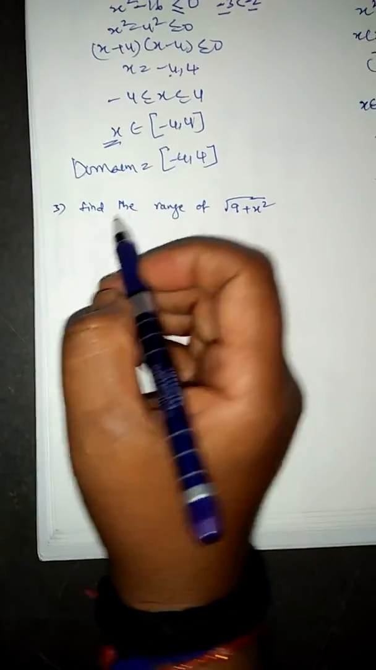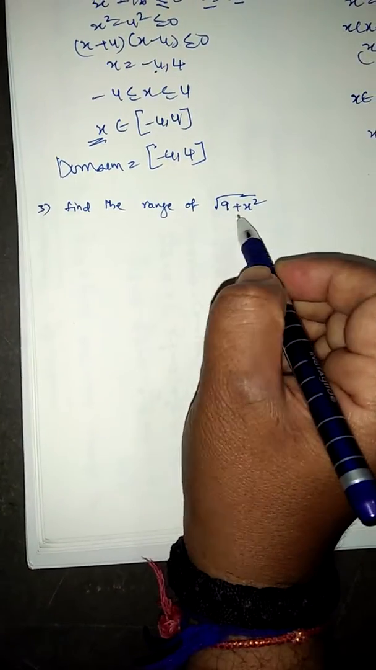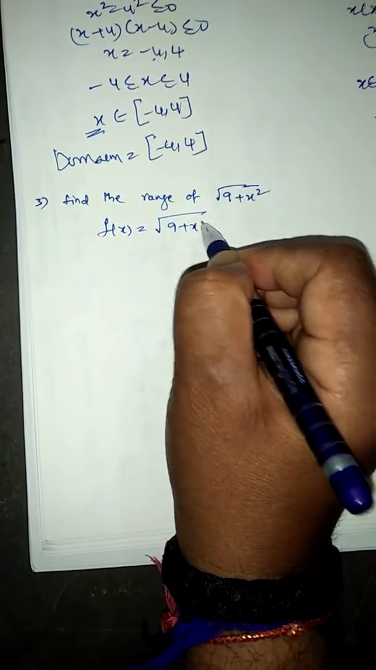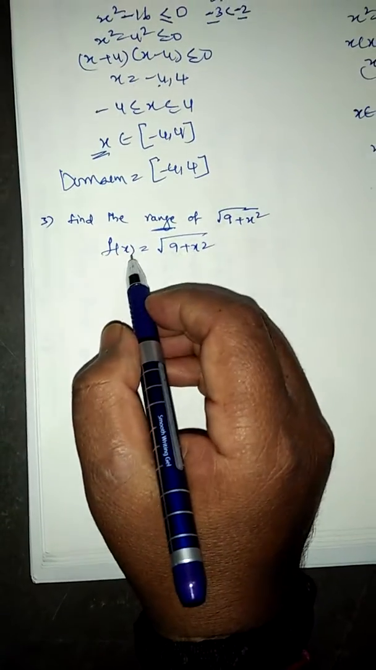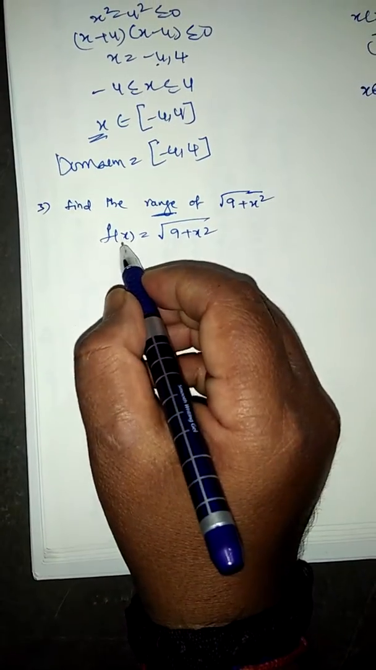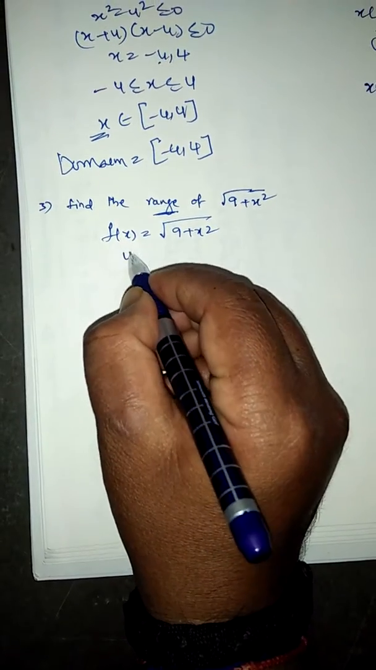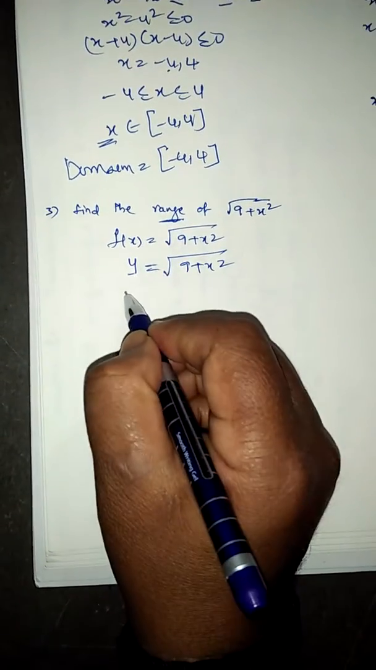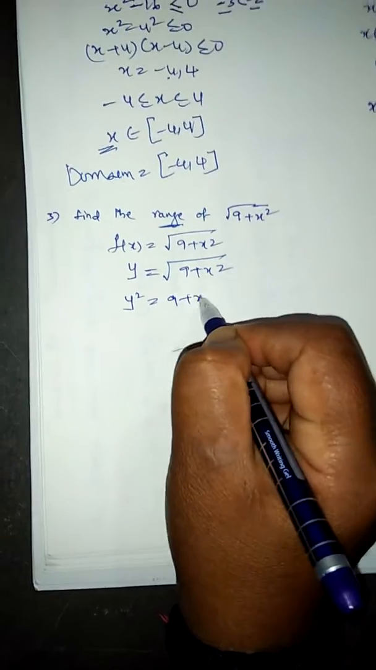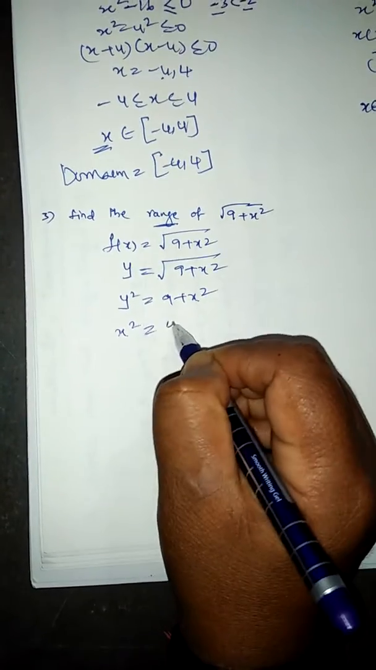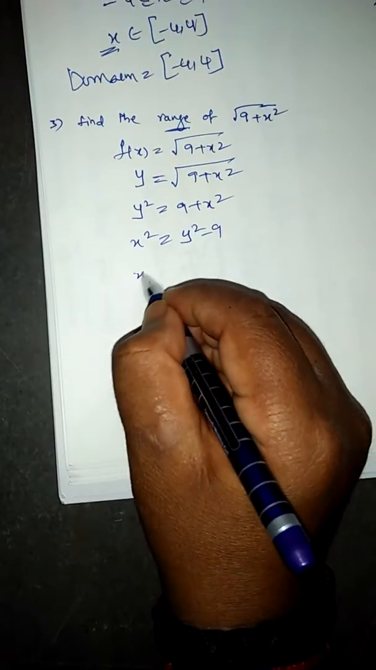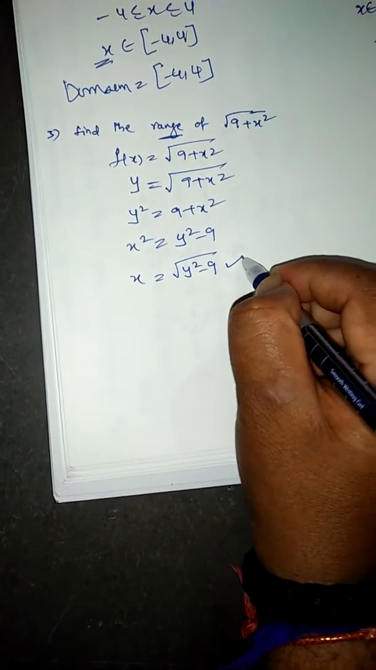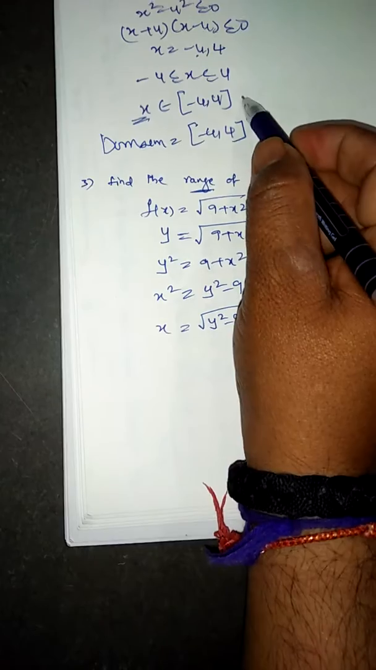Okay, now we'll go for the range problem. Find the range of root of (9 plus x square). So I'm writing f(x) equals root of 9 plus x square. For range, you need to find the bounds of y, where x is mapped by f(x) to y, that is, the set of all images. I can write y equals root of 9 plus x square. Now squaring both sides, y square equals 9 plus x square. x square equals y square minus 9, and x equals root of y square minus 9. Finding the y bounds is called range. Finding the bounds of x is called domain.